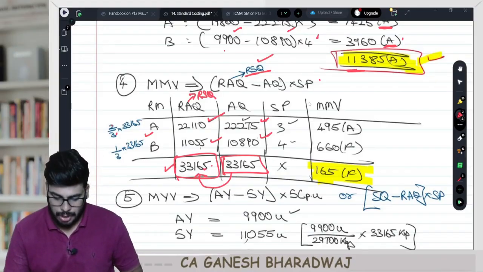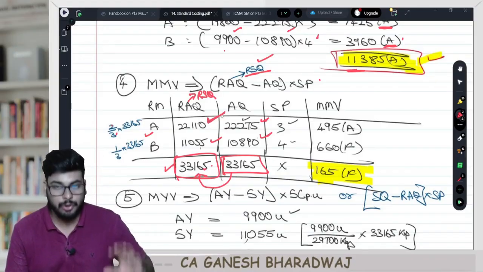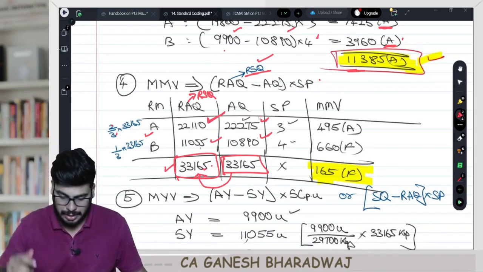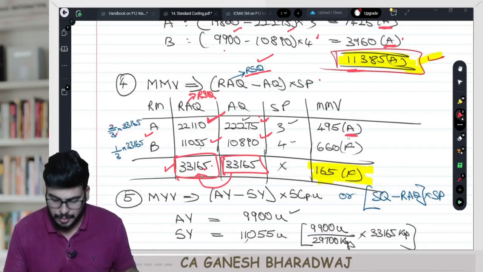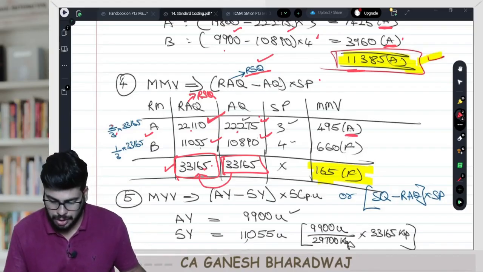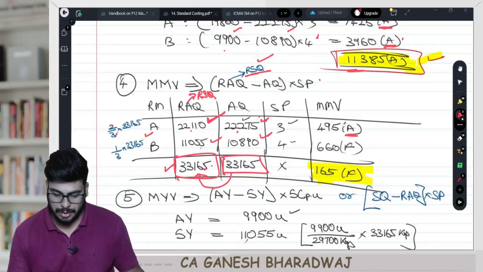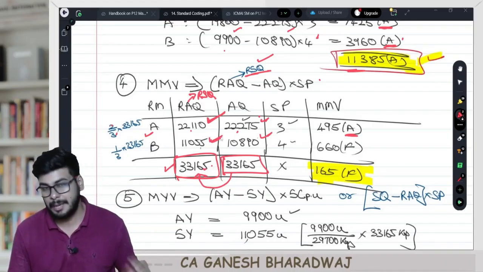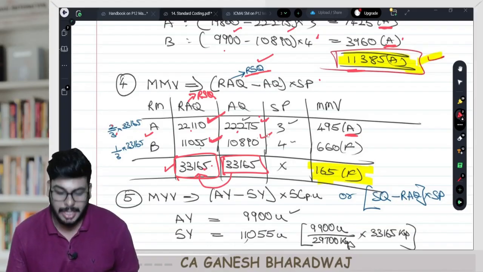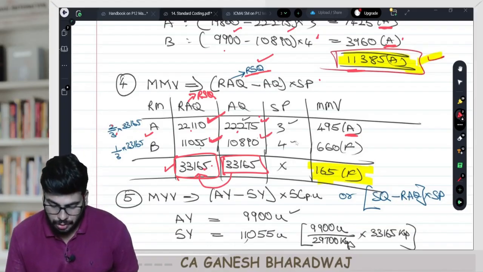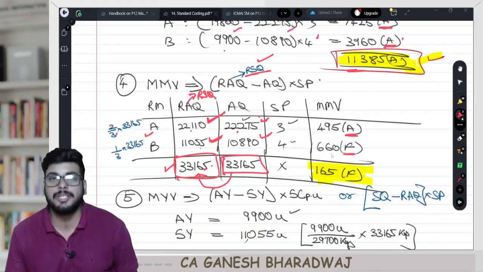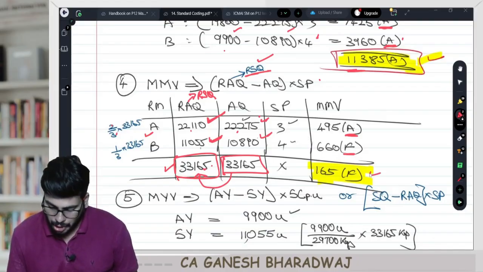So now what you do? Now you could have consumed 22,110. You have actually consumed more, 22,275. So clearly it's an adverse variance. You calculate 22,110 minus 22,275 into 3. You get 495 adverse. Similarly, you could have consumed 11,055, but you've just consumed how much? 10,890. So now clearly this is a favorable variance. Into 4 you do, you get 660. So now overall you get a favorable variance.